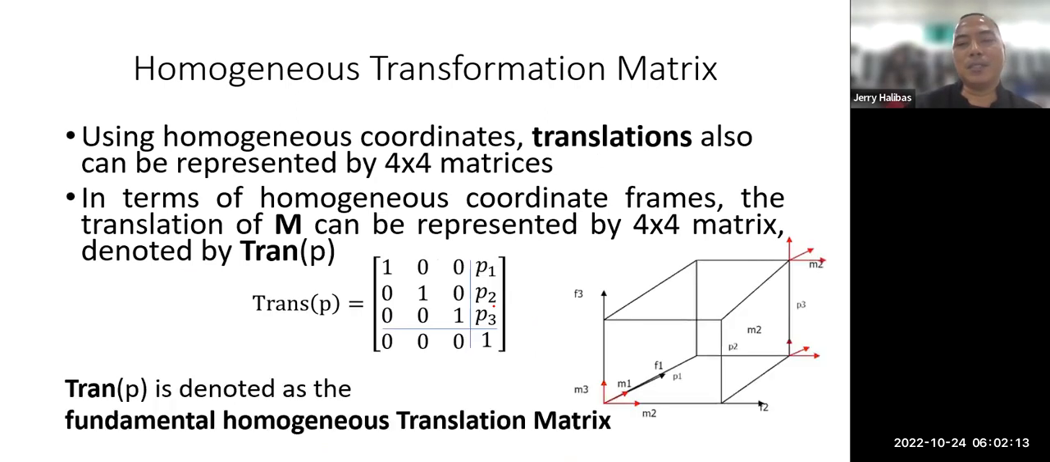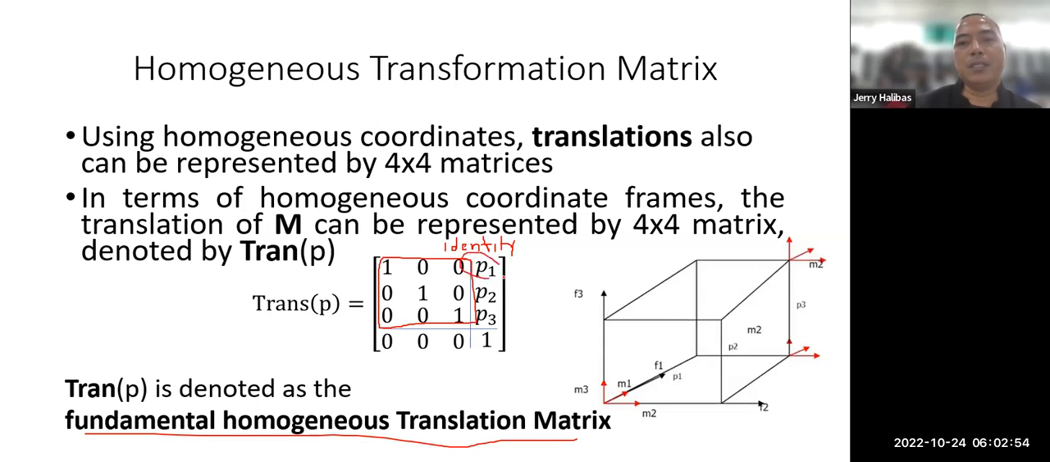For translation, the same is true. It is also 4x4. But since there is no rotation, this is what is known as the identity matrix. An identity, if it were a scalar value, would be 1. But since this is a matrix, it has 1's on the diagonal and 0's elsewhere. Okay? And this is what is known as the fundamental homogeneous translation matrix.